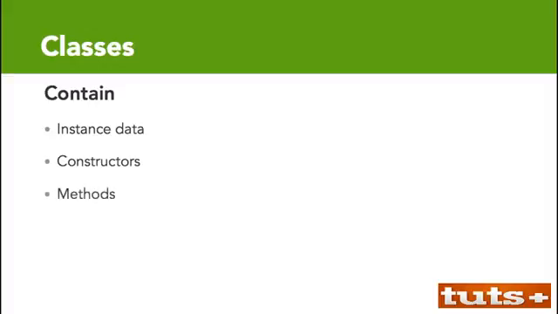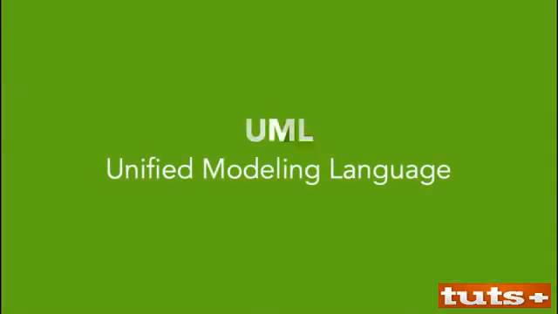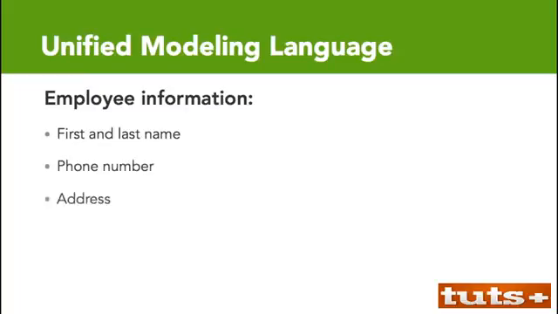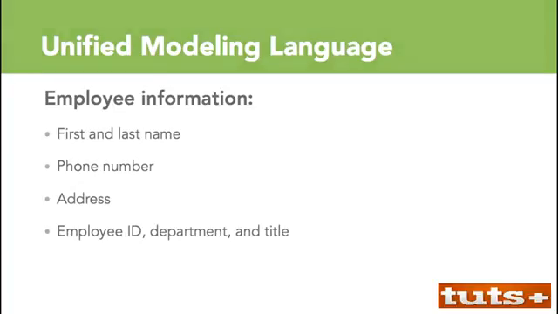And methods, the blocks of code common to all objects of this class that represent the object's behavior. To determine the required information for the employee class, you need to conduct interviews and have discussions with the end user. For our example, we want to create an employee class for a payroll program. Therefore, we have already determined that we will need the following pieces of data: the employee first name, last name, phone number, address, employee ID, department, and title.